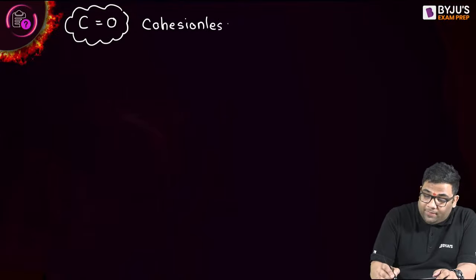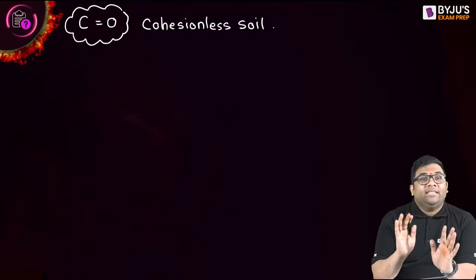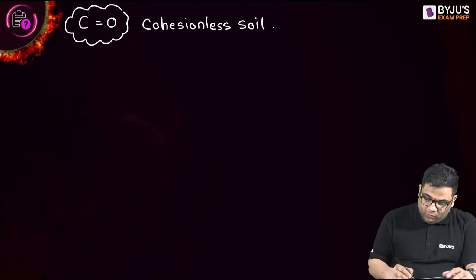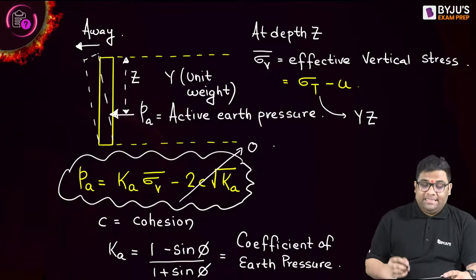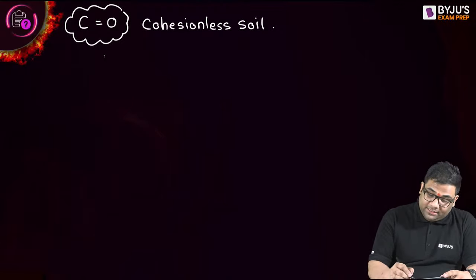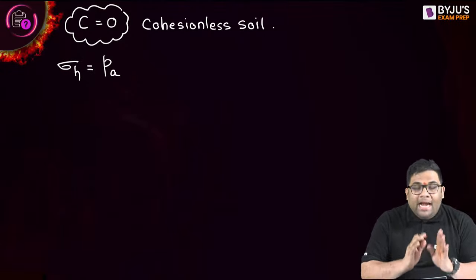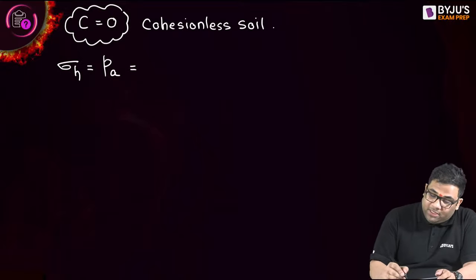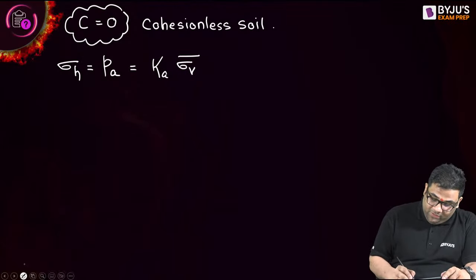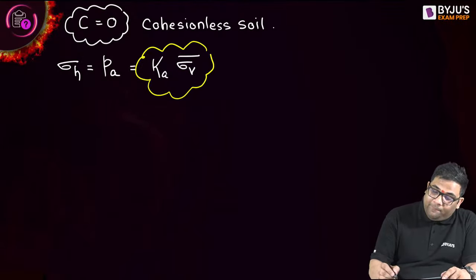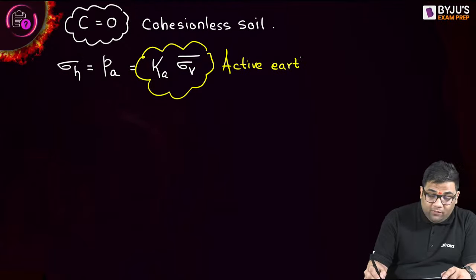Cohesionless soil. If the cohesion is zero, then what will happen to the equation? I can say this term will become zero, right? And the active earth pressure, or the horizontal stress acting on the wall, that will become how much? Ka into the vertical stress. That's it. Very simple. So this is the way we find out the active earth pressure.